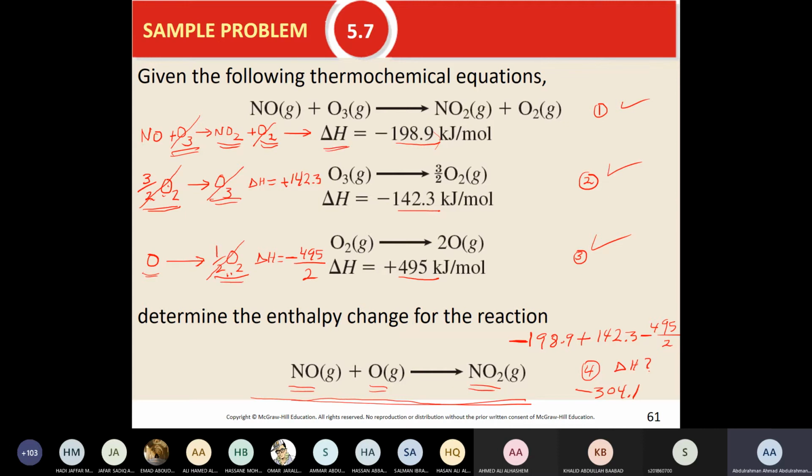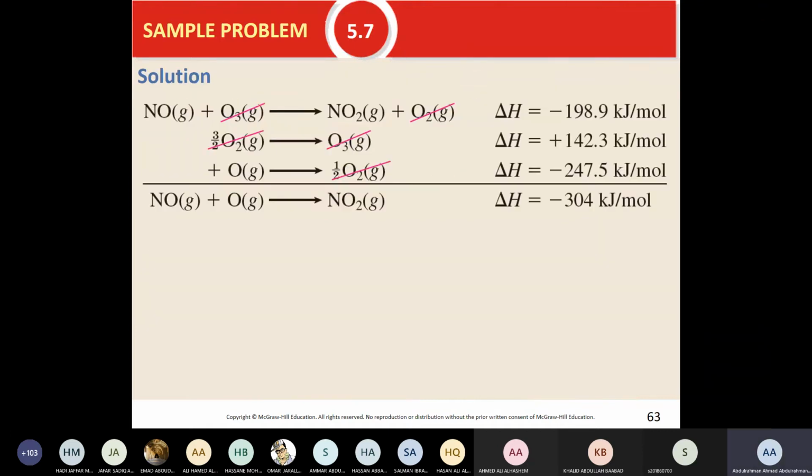This delta H is the enthalpy of reaction 1. This is the enthalpy of reaction 2. And this is the enthalpy of reaction 3. And what I did, I reversed them and played with them so that I have the final answer like this. For the first reaction, no change at all. For the second reaction, I reversed the sign because I reversed the reaction. For the third reaction, I reversed the sign and divided by 2. That's why I have this number, and delta H for this reaction is 304.1. Can you do that? Good.